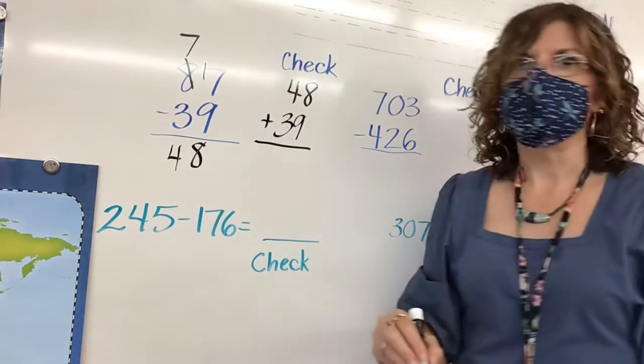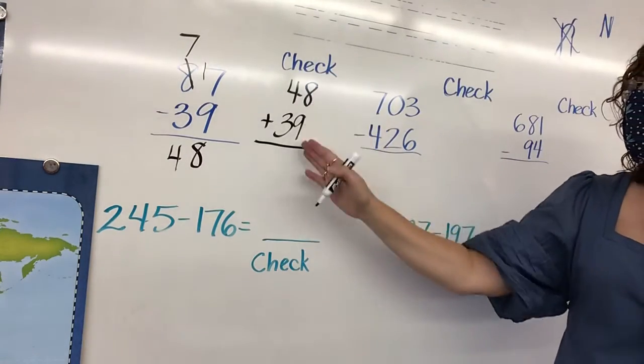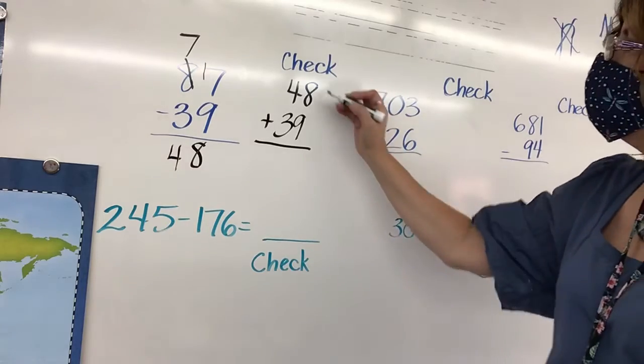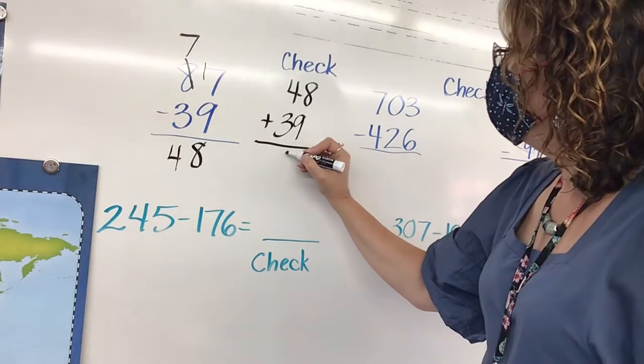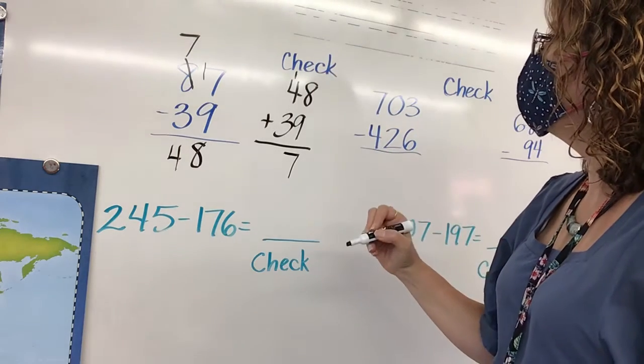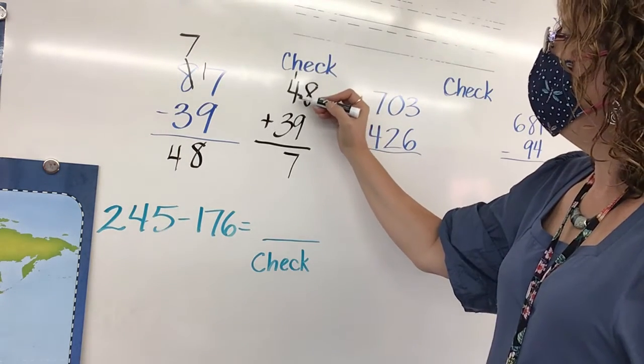And this is how we're going to check it. Remember to line up your ones, line up your tens. Be neat about it. You have to be neat. So what is 8 plus 9? 17. So you're going to put the 7 and rename the 1 to the top of the tens. 1 plus 4 plus 3. 8.